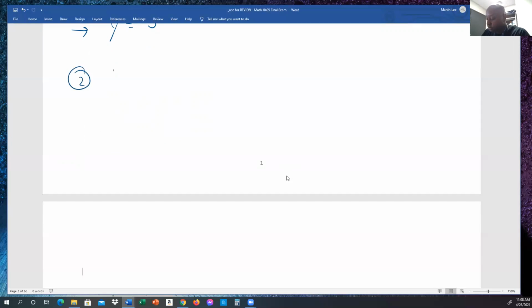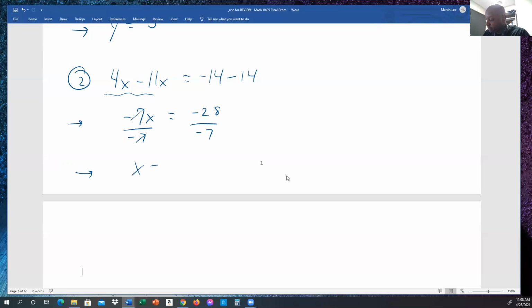Number 2, we have 4x minus 11x equals negative 14 plus negative 14. On the left-hand side, we can combine these x's. So 4x minus 11x will give us negative 7x. That equals negative 28. Now to get x by itself, divide both sides by negative 7. And this gives us x is equal to 4.